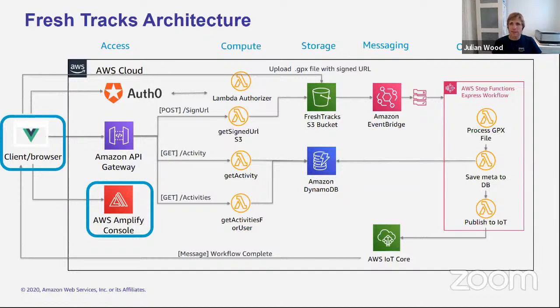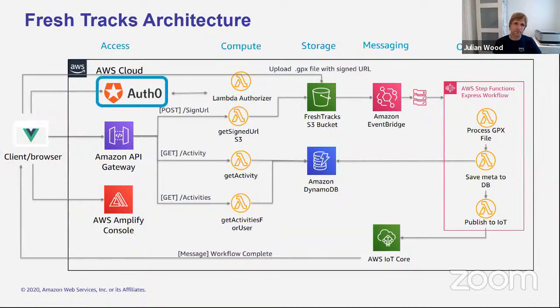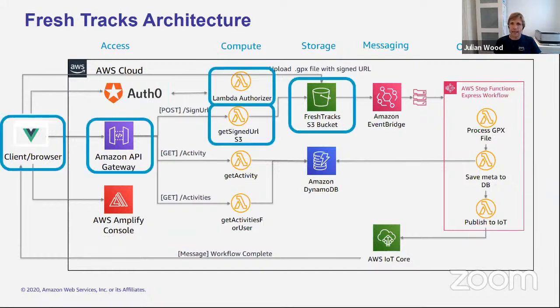Amplify Console hosts the front-end code, which is stored in S3. It manages the URL and has a built-in CI/CD pipeline. When code is pushed to GitHub, in this case, though you can use other code repositories, in the Fresh Tracks repo, new builds and tests are done automatically, and the updated application is deployed if everything looks good. Authentication is managed by an external service, Auth0.